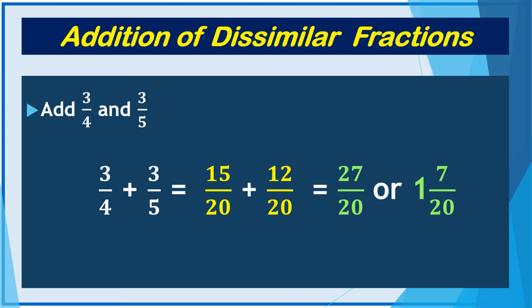Now they are similar fractions, so just add the numerators. 15 plus 12 equals 27 over the common denominator, which is 20. Since the answer is an improper fraction, you need to change it into a mixed number. So 1 and 7 over 20.